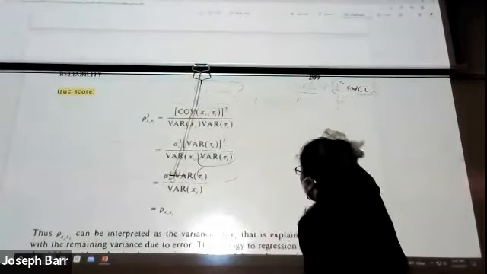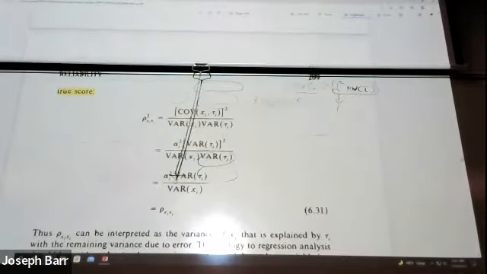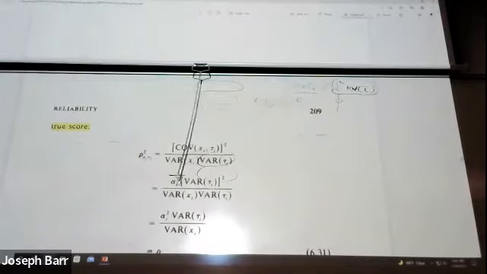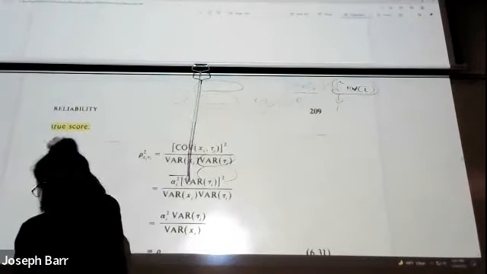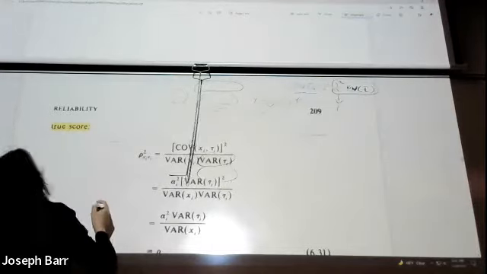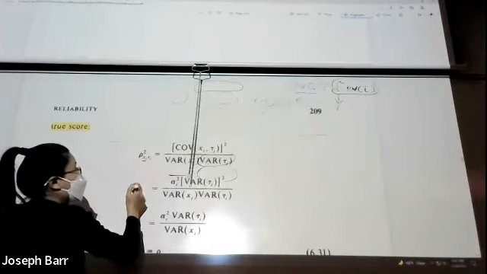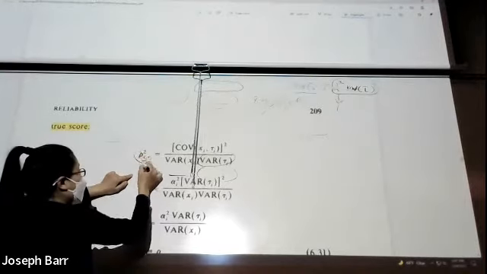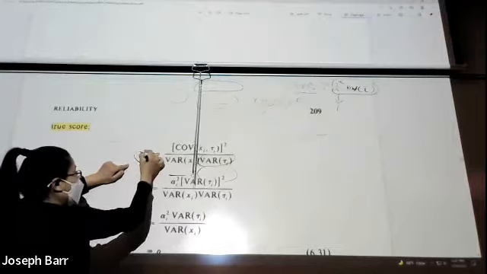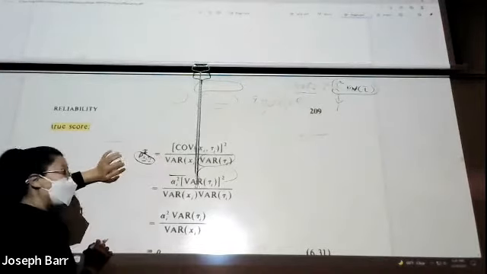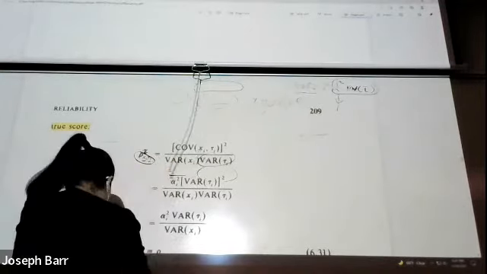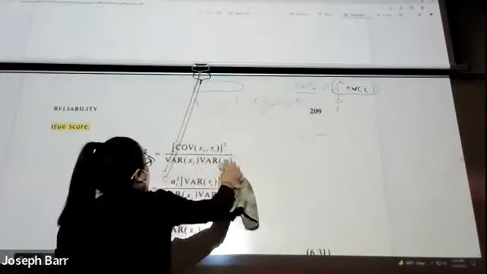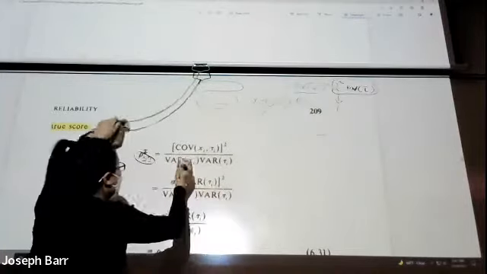So we have the observed score X here. Tau is a true score. Try to get the correlation between these two, and then square it. Let's try to prove that this is our reliability. So again, based on our definition of the correlation, we have the definition.